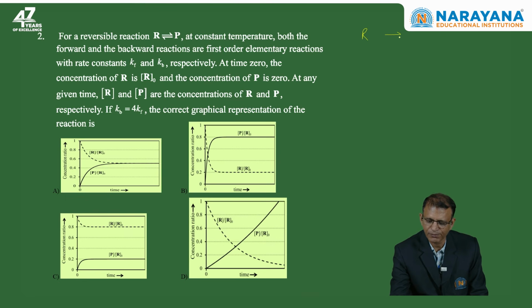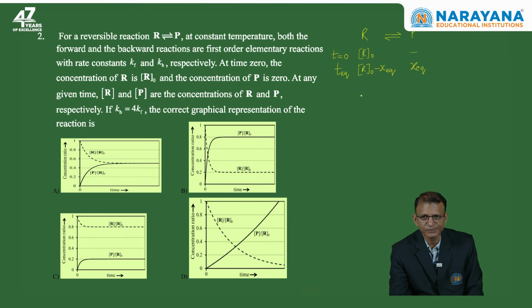R will form P, and initially at time t is equal to 0, there is only R, and they are saying that the initial concentration is R0. As the reaction proceeds, at any time t, if we try to write the concentration, we can write R0 minus X, and we are interested in equilibrium, so we can write R0 minus X equilibrium, and this will be X equilibrium.